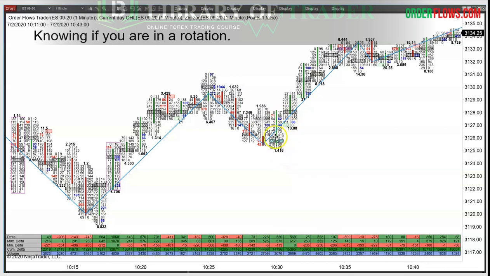But now you can see, oh, you know what? This is probably just a small rotation. Look for the market to go back up rather than thinking that the market is going to keep selling off, right? The market is rotating here.